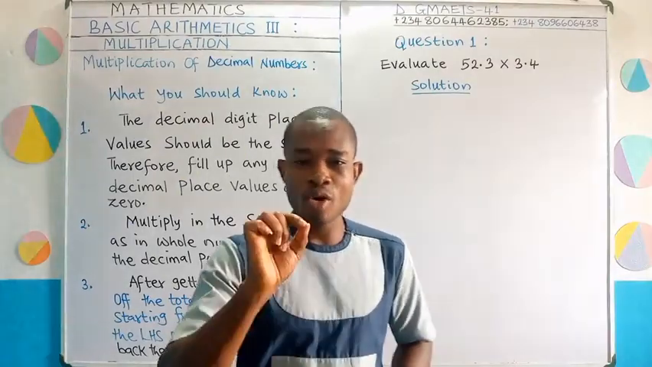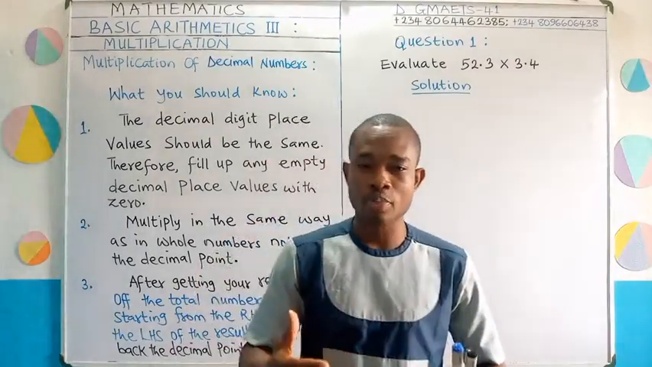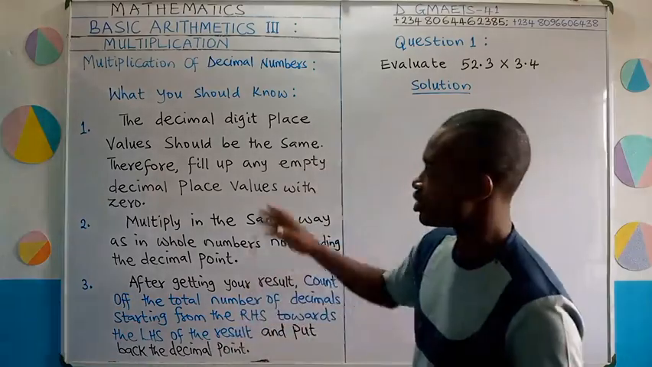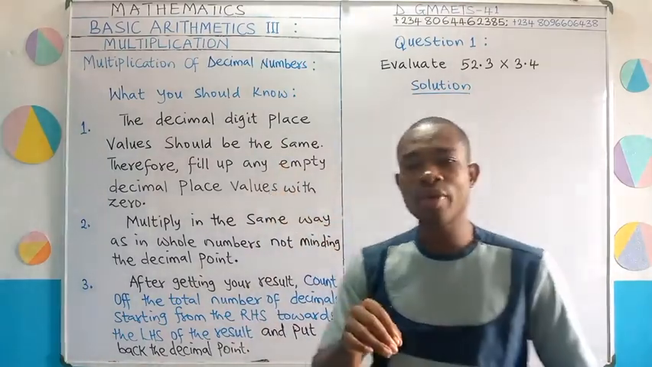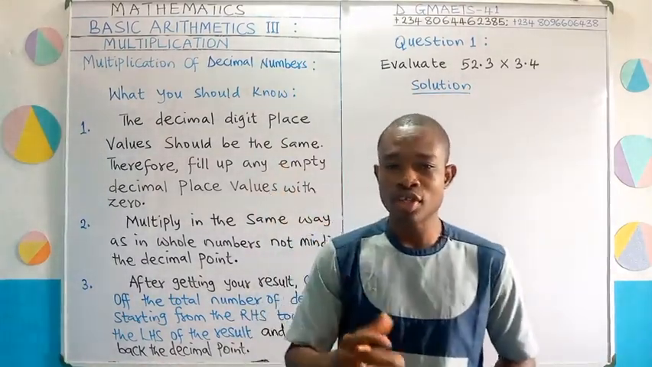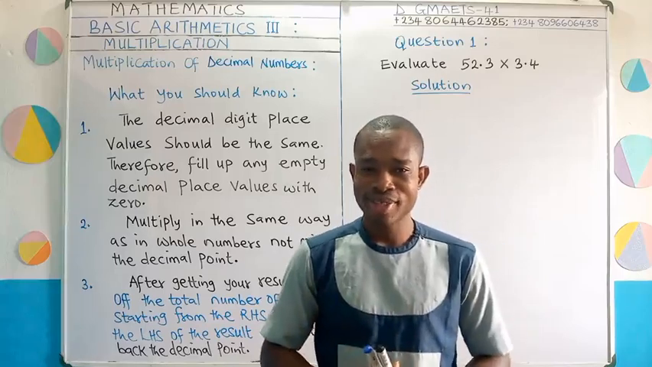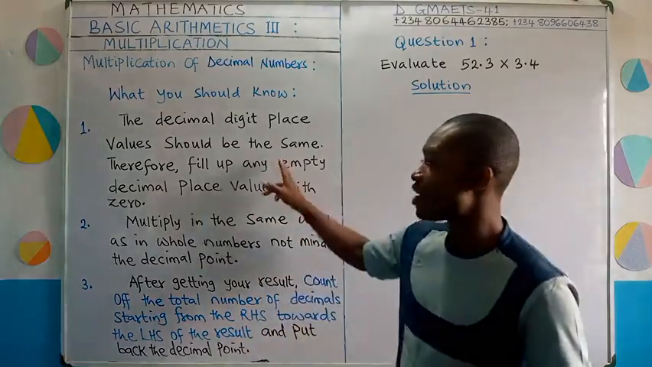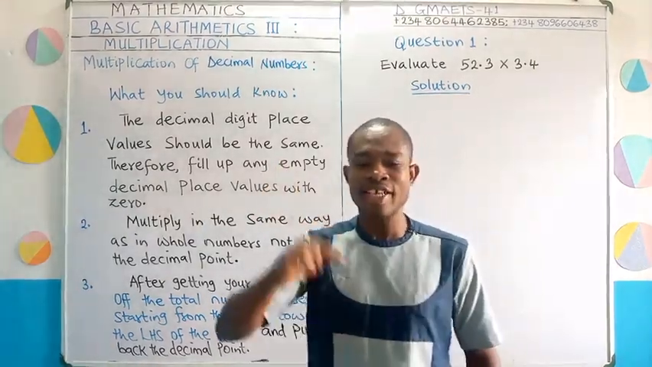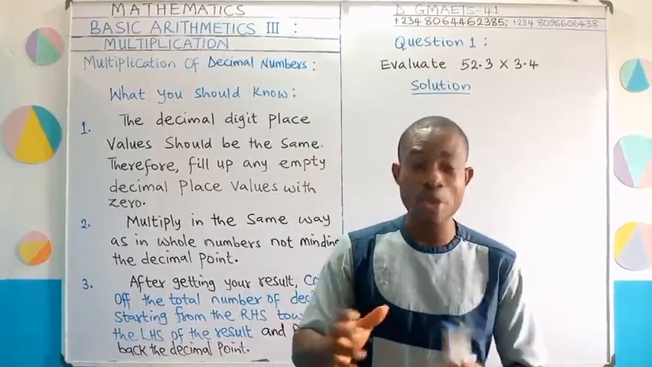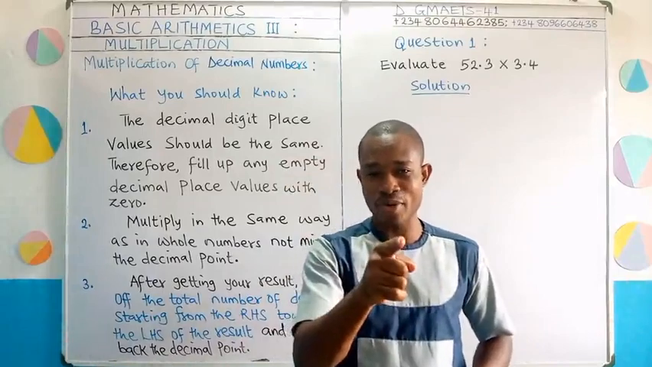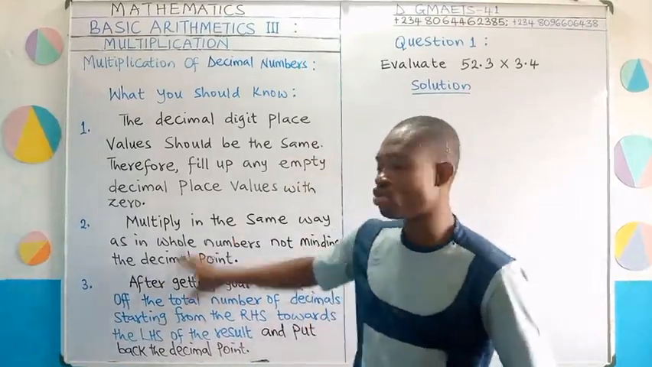In this video, I'll be solving questions on multiplication of decimal numbers. But before we do that, I would like us to take a look at this. On the board here we have what you should know. There are 3 points here, but I will not talk much about point 1, because right from addition I've started talking about that. In subtraction, we'll make use of it more, where we will have to fill empty decimal place values with what? Zeros. That's good.